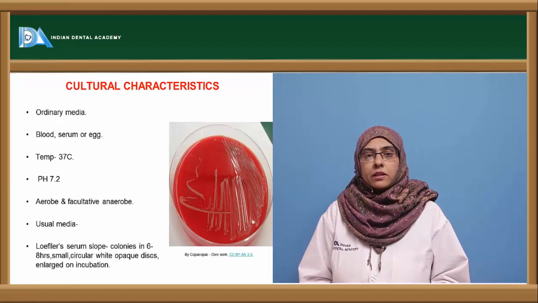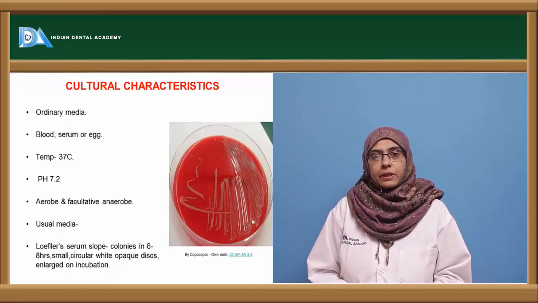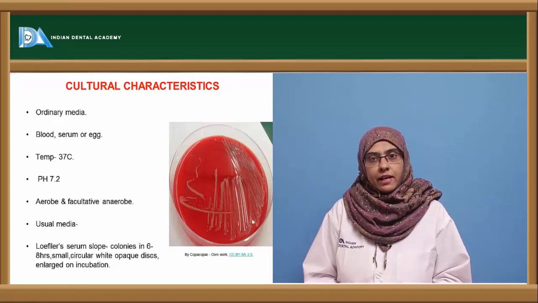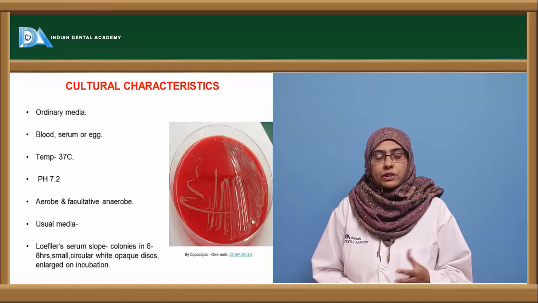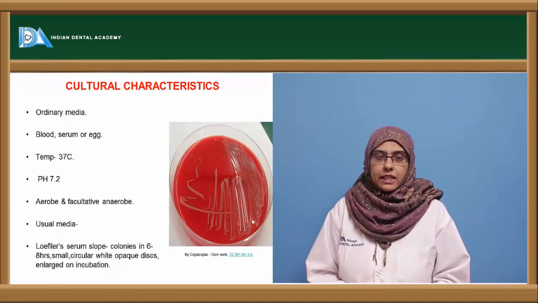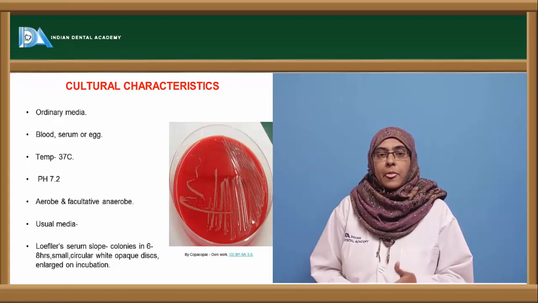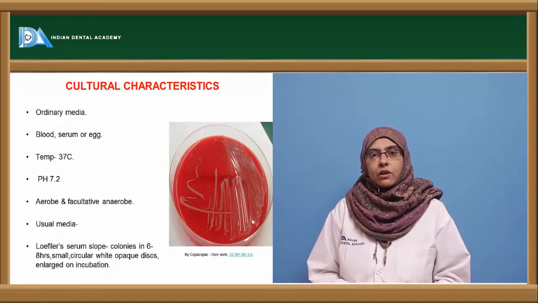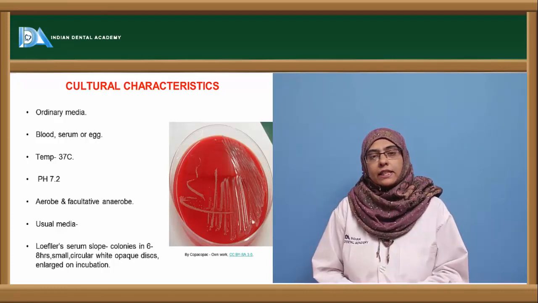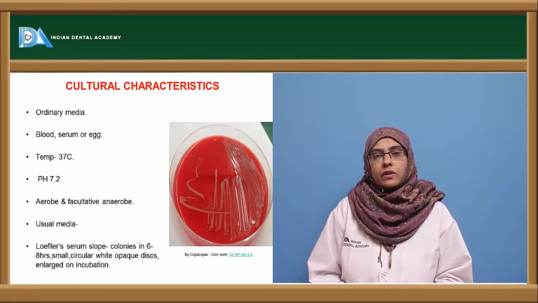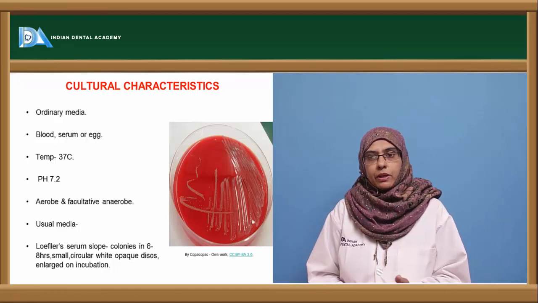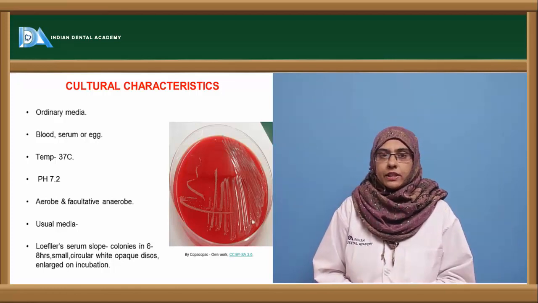Coming to the pH of the organism, the optimum pH in which they usually grow is around 7.2, and these are aerobes and facultative anaerobes. The usual media on which we can grow this organism is a Loeffler's serum slope or tellurite blood agar. In the Loeffler's serum slope, you can see the organism growing within 6 to 8 hours, and the characteristic colonies look small, circular, white and opaque, which can enlarge on further incubation.